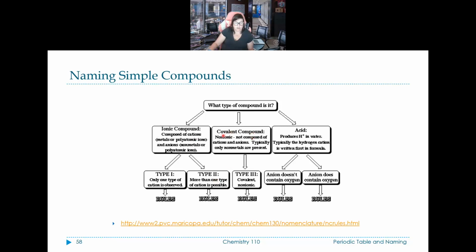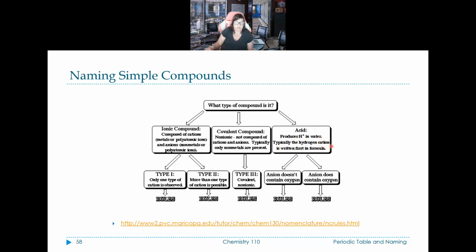Non-ionic or covalent compounds are not composed of cations and anions. They're typically only nonmetals present. Type 3, covalent, non-ionic, there are rules for that, okay? And that's what we've been talking about, denoting how many there are using those prefixes: di, mono, tetra, penta, that kind of thing. There are also acids. These are things that produce H+ in water. We'll talk about that in way more detail later.